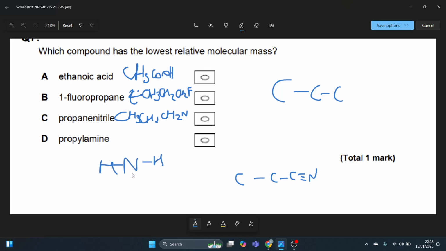And you've got your propyl group, CH3, CH2, that's ethyl, CH2. So it's going to be CH3, CH2, CH2, NH2, I think. But once you've worked that out, you then just work out the relative molecular mass of each one, and you should find that C, propanenitrile, has the lowest relative molecular mass.